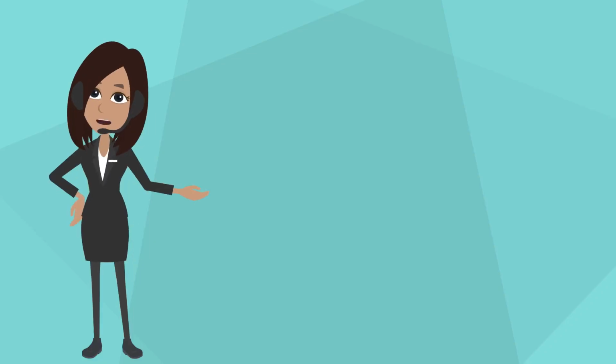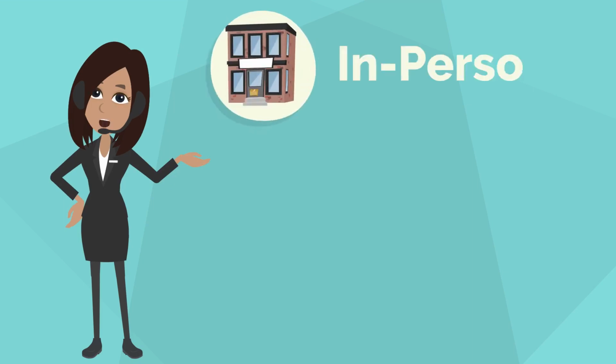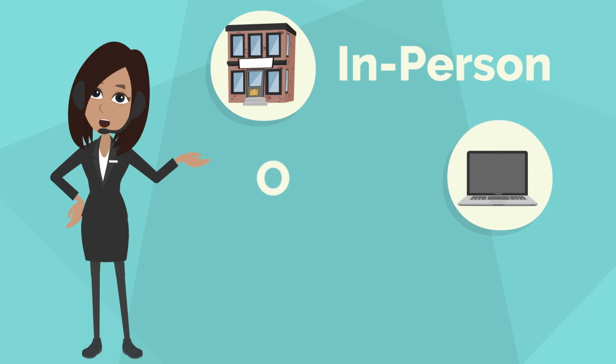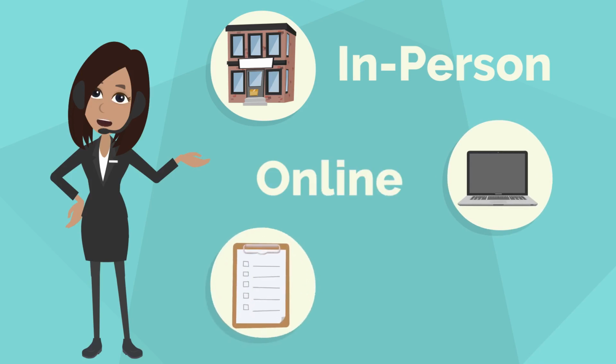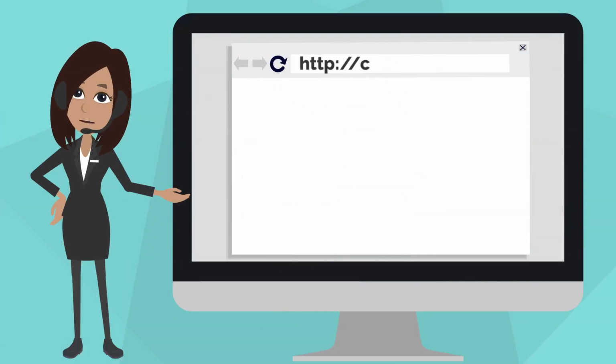Now, you have three options for applying for Lifeline. The first option is to visit your local provider at their office, and they can walk you through the steps of the application with you. The second option would be to apply online through a web portal. The third option is to apply on paper, but it's important to know that the paper option will take the longest to process.